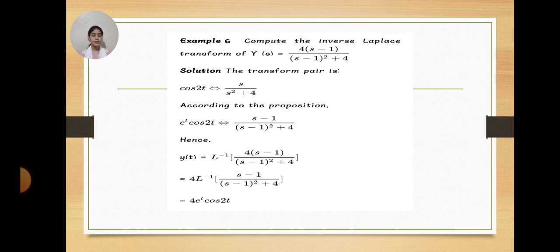Hence, after applying the inverse Laplace, L inverse of 4(s - 1) divided by (s - 1)² + 4, let us take 4 outside. 4 L inverse of (s - 1) divided by (s - 1)² + 4. Now the inverse of (s - 1) divided by (s - 1)² + 4 becomes cos 2t. So the final answer becomes 4 e^t cos 2t.